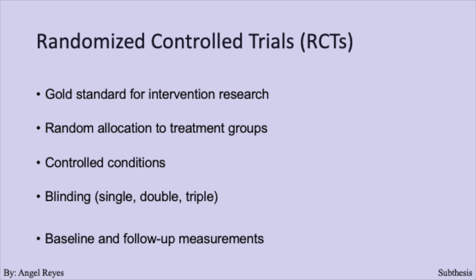In single-blind trials, participants don't know their group assignment. In double-blind, neither participants nor researchers know. And in triple-blind, even those analyzing data are blinded. Measurements are taken at baseline and follow-up points to assess changes over time. This rigorous methodology provides the strongest evidence for causality and treatment efficacy, supporting evidence-based practice in healthcare.